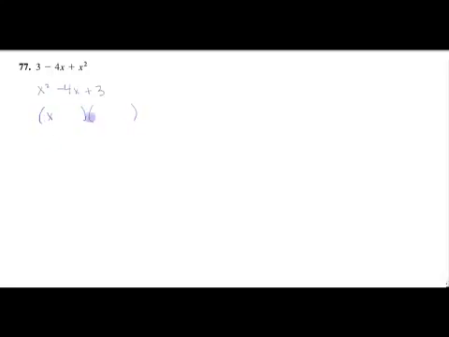then I have an x and an x. My 3 can only be split up as 3 and 1. And my signs are going to both be negative. Because I have a positive here, it simply means the signs will be the same, and the negative tells us they'll both be negative. Now when I check this, I have a negative x and a negative 3x, which is negative 4x. So I know I have factored that correctly.